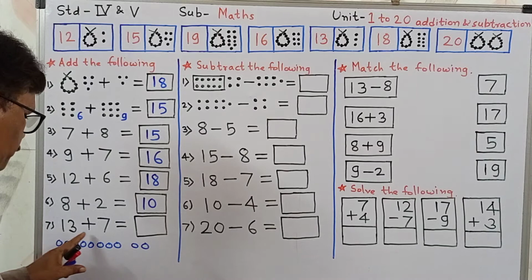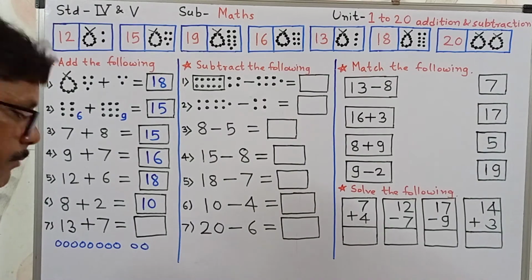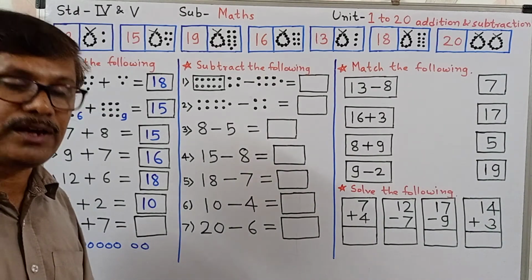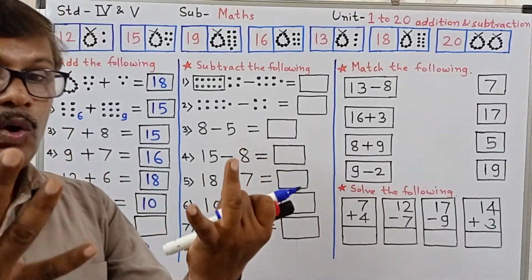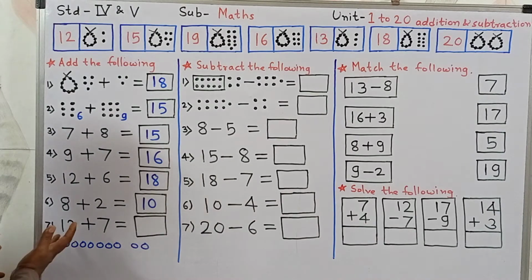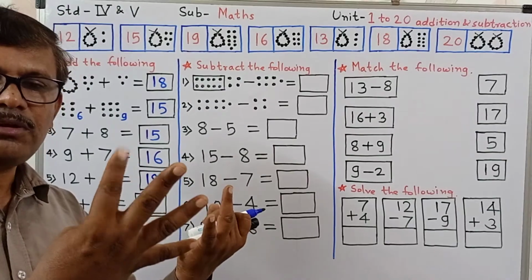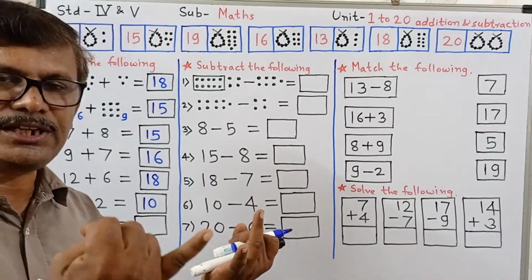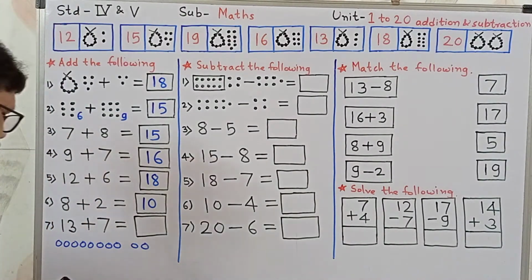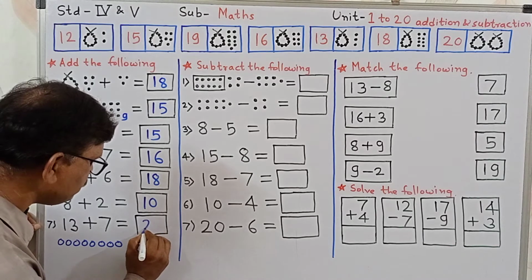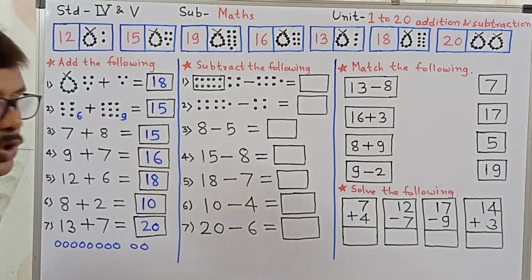Now here, 13 plus 7. Which is the smaller number? 7. So take 7 fingers. These are 7 fingers. Now count after the bigger number. Bigger number is 13. So after 13: 14, 15, 16, 17, 18, 19, 20. After 13, which number came? 20. Means the addition of 13 plus 7 is equal to 20.